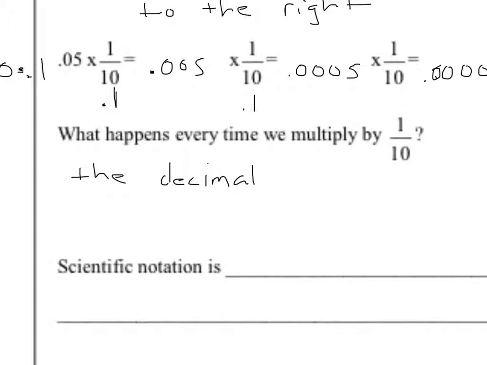And this makes sense based on what Jalela was saying. The number is getting smaller. The value is getting smaller. And the only way that's going to work is just the decimal moves once to the left.